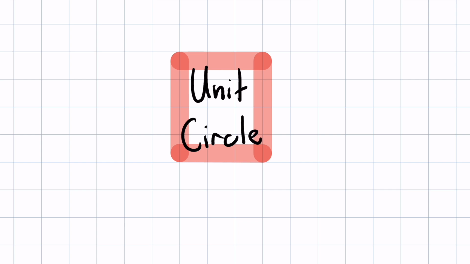So this is going to be continuing the pre-calculus review. We're going over my system for how to memorize the unit circle.